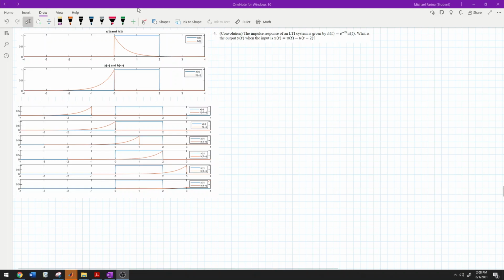All right, EEE203 midterm practice problem number 4. This is a convolution problem. The impulse response of an LTI system is given by h of t equals e to the negative 2t times the unit step, and that's plotted over here on the left in orange.